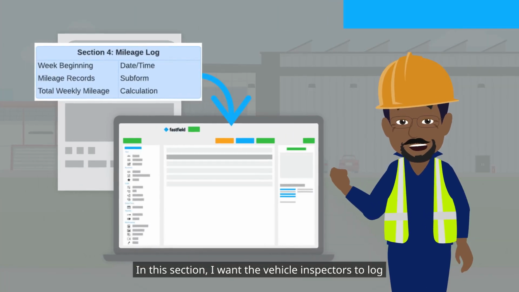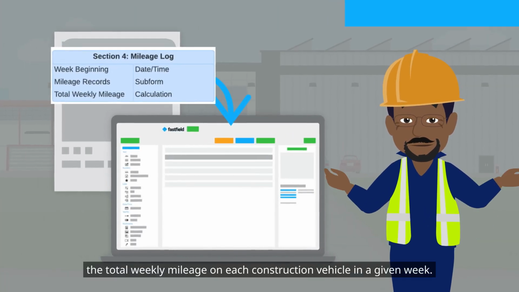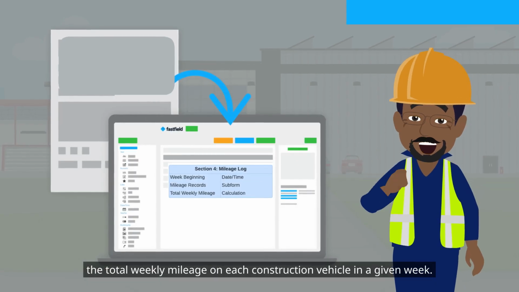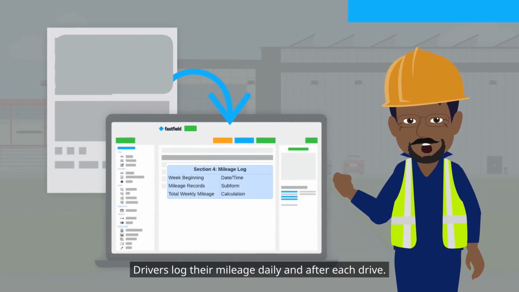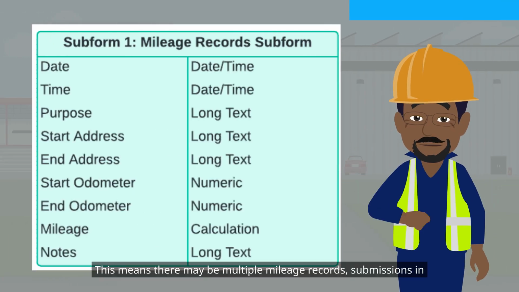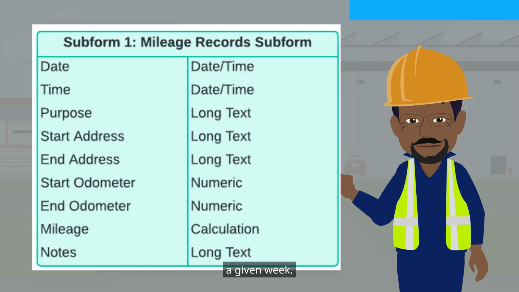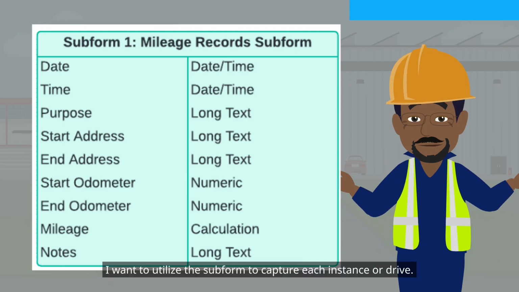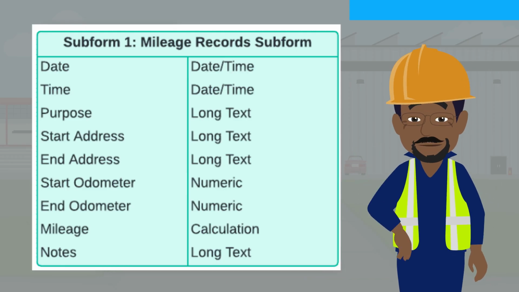In this section, I want the vehicle inspectors to log the total weekly mileage on each construction vehicle in a given week. Drivers log their mileage daily and after each drive. This means there may be multiple mileage records, submissions in a given week. I want to utilize the subform to capture each instance or drive.